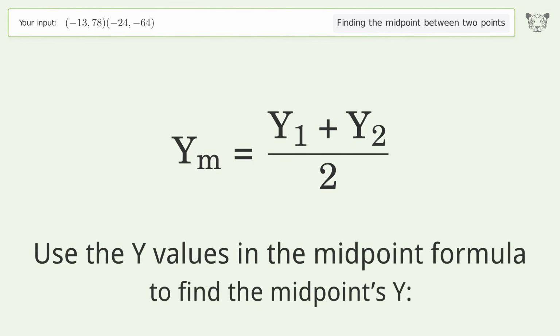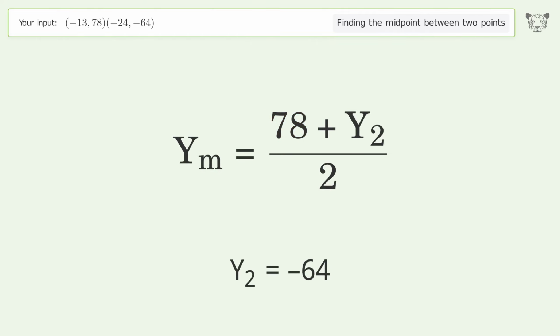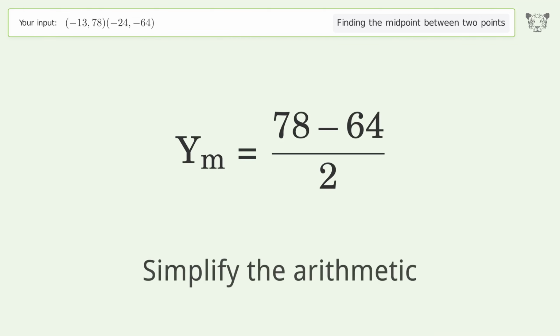Use the y values in the midpoint formula to find the midpoint's y. y1 equals 78. y2 equals negative 64. Simplify the arithmetic.